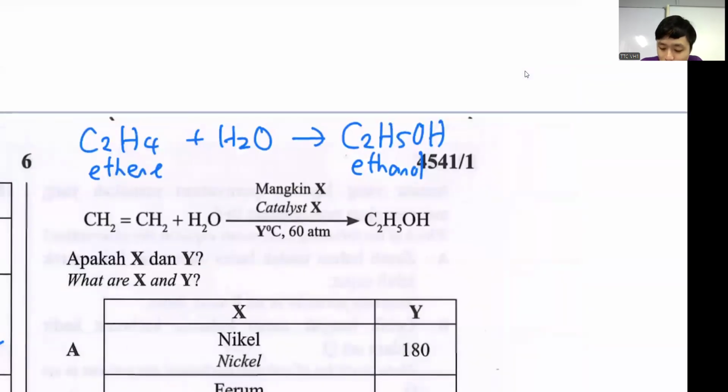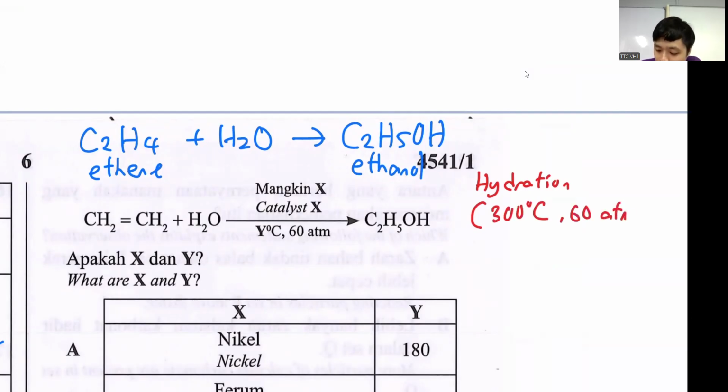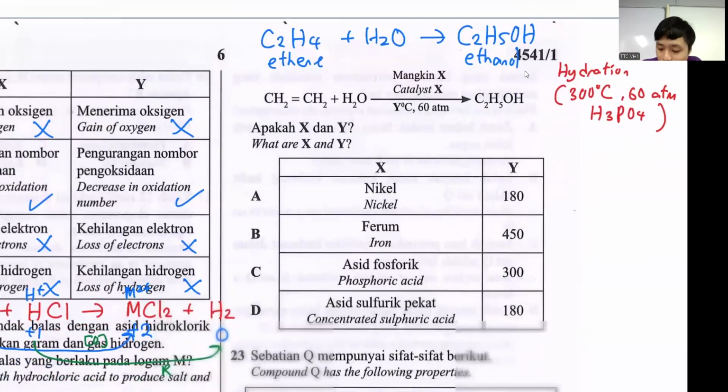For the hydration process, remember these 3 things: temperature 300 degrees Celsius, 60 atmospheric pressure, and phosphoric acid, H3PO4. Phosphoric acid. So the answer is C.